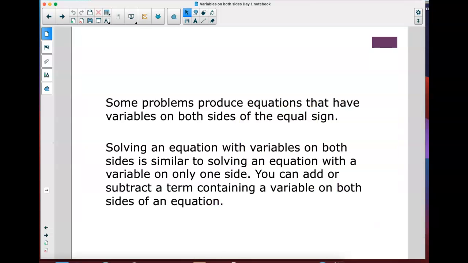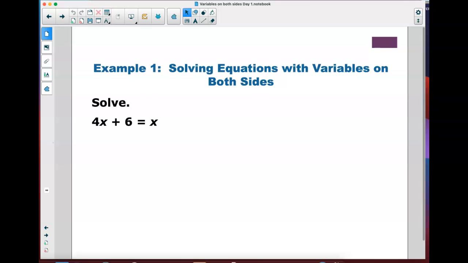Some problems produce equations that have variables on each side. Solving an equation with variables on both sides is similar to solving an equation with a variable only on one side. What we ultimately need to do is get all the variables on just one side. If we look at this first example, notice how it's got a variable on both sides. If I draw the line here, there's an x on each side of the equation, and we don't really want that.